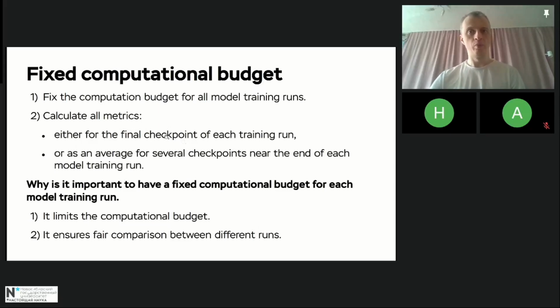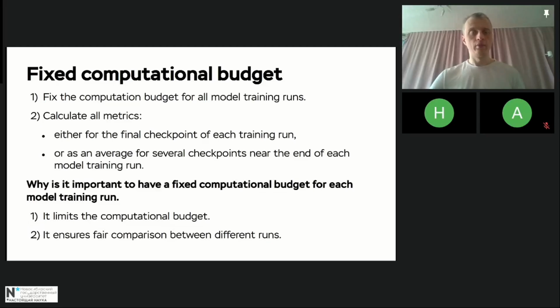An important aspect of our methodology is that we fix the computational budget for each model training run. It is important for two key reasons. The first is that by setting a fixed budget, we ensure that it is limited. It's just a constant. If we had an unlimited budget, we could afford to train large models for each tokenizer, but actually it can be very expensive. So we propose a more practical solution, which is a limited computational budget.